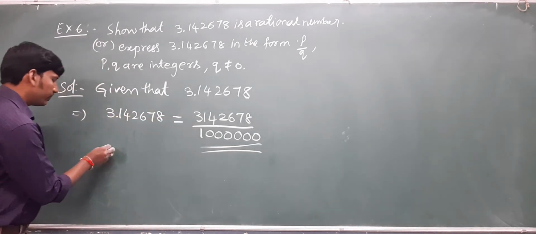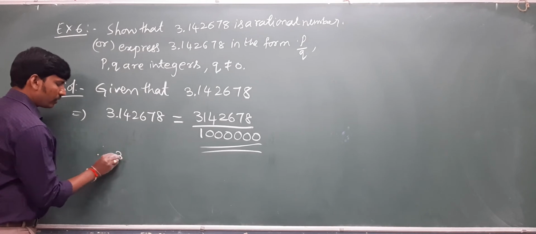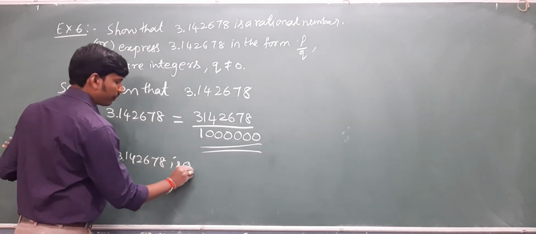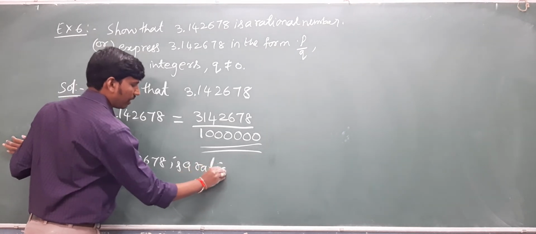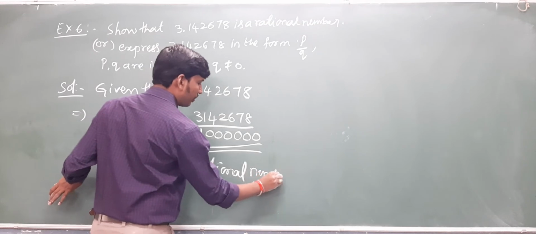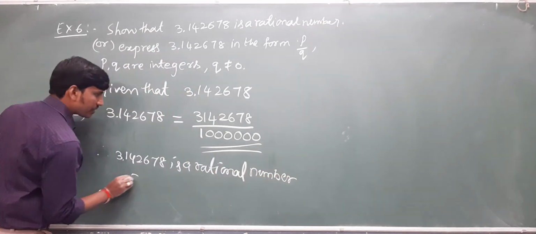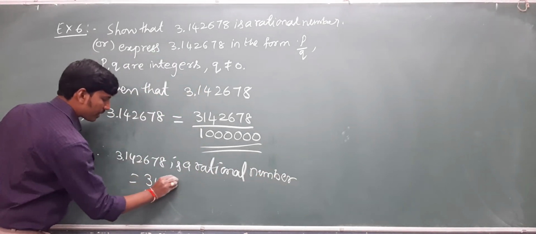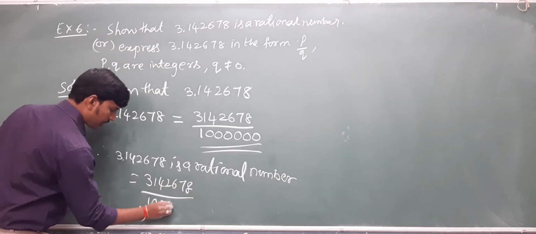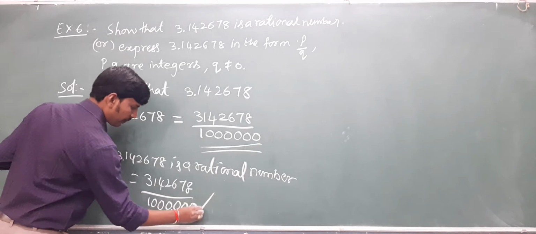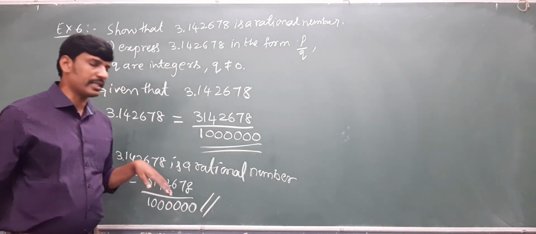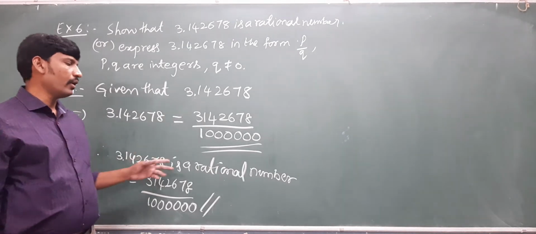Therefore 3.142678 is a rational number, which is equal to 3142678 divided by 10 lakhs, that is, 6 zeros. This is clear, my dears? So this is a way to represent any decimal number in the form of p by q.